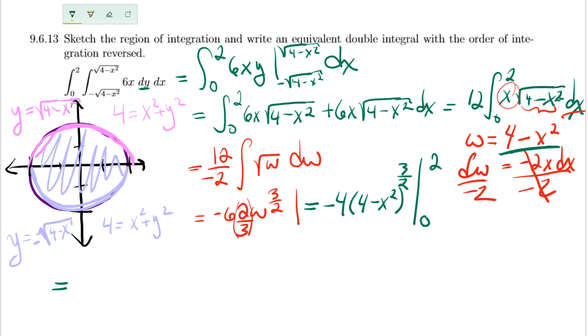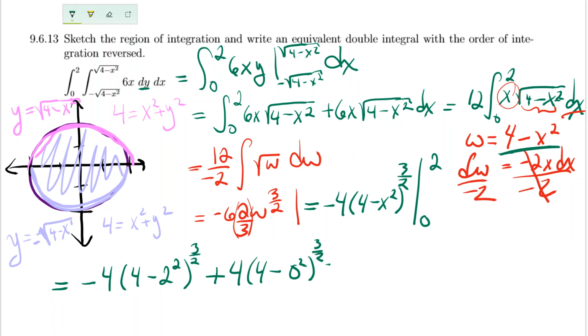This evaluation is going to take me a bit, so we'll go all the way to the left. Negative 4, 4 minus 2 squared. Oh, that's nice. That's going to be nothing, to the 3 over 2. Minus negative 4, so plus 4 minus 0 squared to the 3 over 2. Oh, I'm liking this. Because 2 squared is 4, 4 minus 4 is nothing.